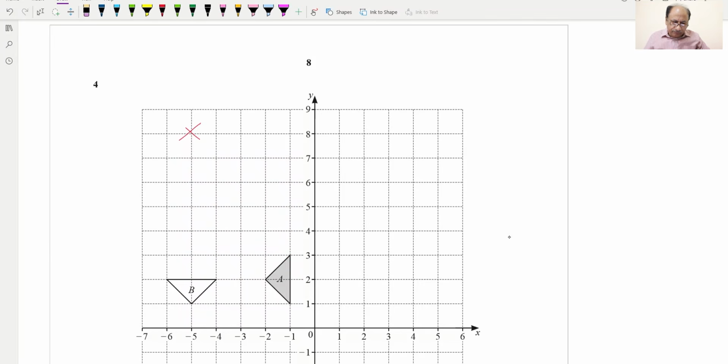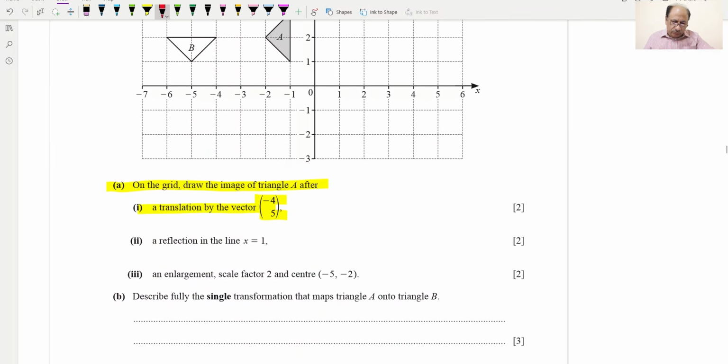Now we can translate the other part, which will be here, and the third point will be this one. So we can draw the translated triangle, which will be this one. Hopefully you are understanding each and everything. This is the translated triangle which we are supposed to draw.